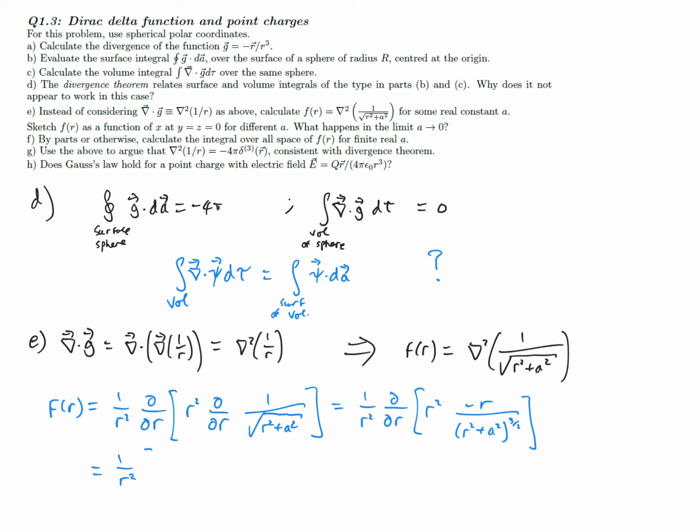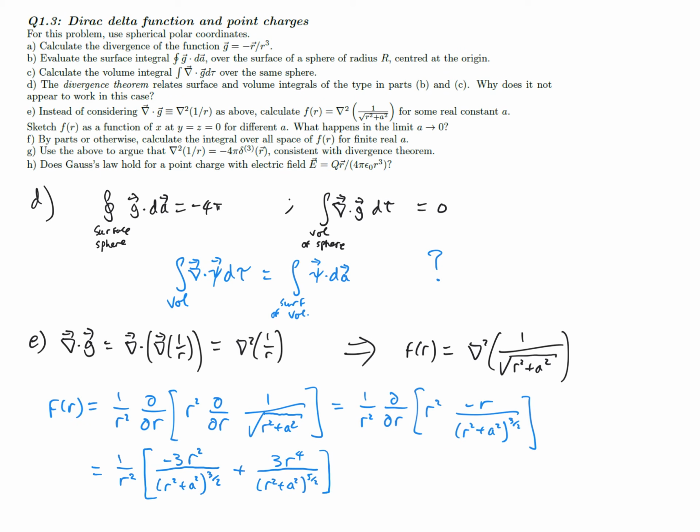1 over r squared of, and then I'll leave you to convince yourselves of the following result. We get the sum of two terms because, of course, we have an r cubed on the top and then something else on the bottom that depends also on r. So we get this nice result.